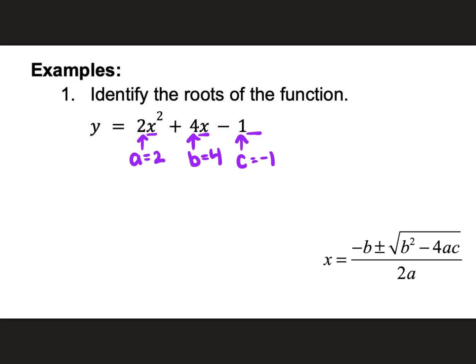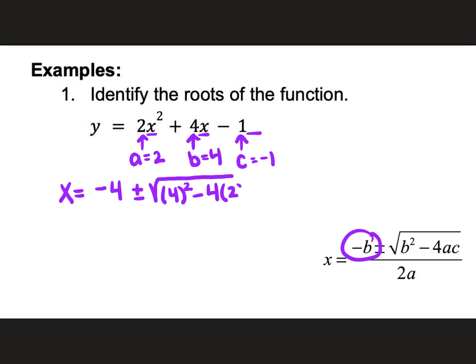We're then going to plug into the equation. We have x equals, remember this is read as the opposite of b, so we're going to take the opposite of 4, which is our b value. We have a plus or minus, a large square root. Inside the square root, we're going to take the b value and square it. We're going to subtract 4 times our a, which is 2, times our c, which is -1. And that whole thing is being divided by 2 times our a value, which is also 2.